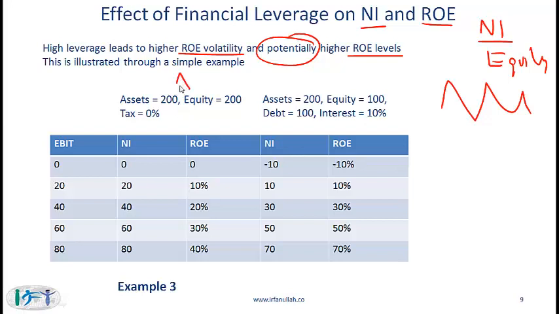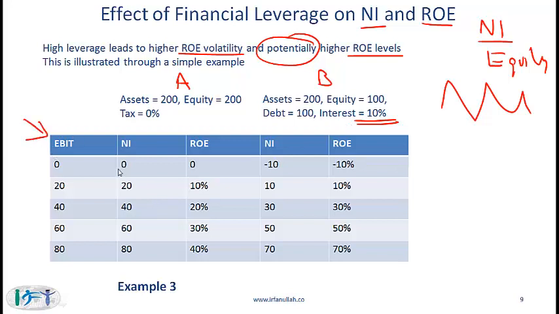Say you have two companies, company A and company B. Company A is 100% financed by equity. So equity is 200 and assets are 200. There is no debt. For simplicity, we'll say that there are no taxes. Company B, however, is financed by both equity and debt, 50% equity and 50% debt. On the debt, the company pays an interest of 10%.